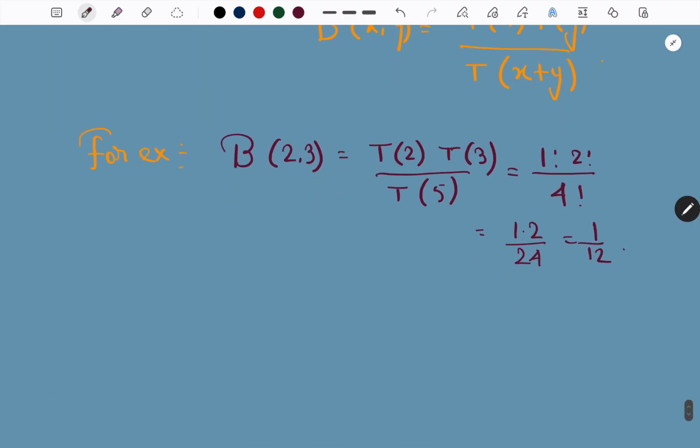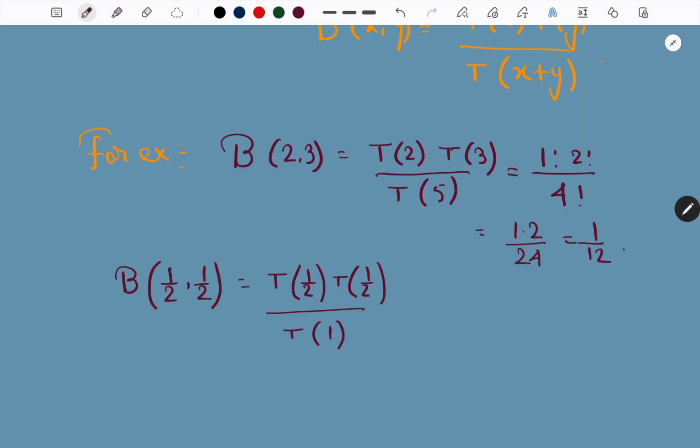Now again, if you remember this, beta of 1 by 2 and 1 by 2 will be equal to gamma of 1 by 2 and gamma of 1 by 2 divided by gamma of 1, that is 1 by 2 plus 1 by 2. So gamma of 1 by 2 is root pi into root pi, and gamma of 1 is 0 factorial, which is 1, so this is equal to pi. So even beta function can be related to pi.